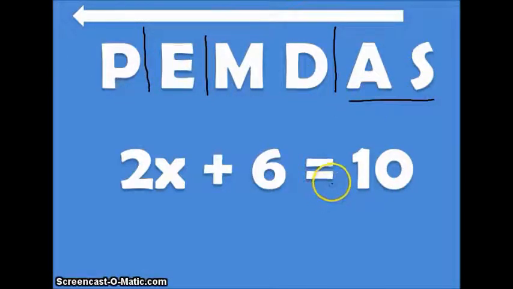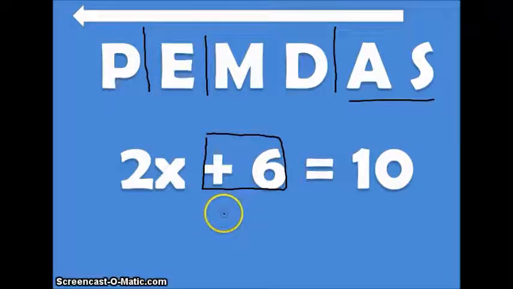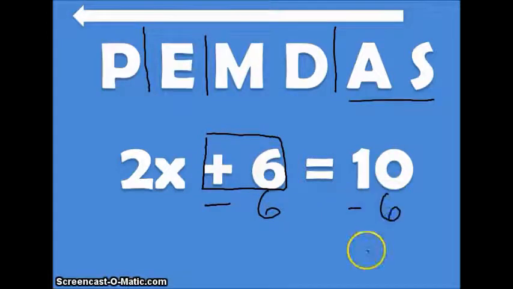So we have to get rid of addition and subtraction first. If we look here, do you see any addition or subtraction? Yes, we see that we're adding 6 right here. Remember, we're going to try and do the inverse operation to get rid of this, to try and isolate the variable. So to do this, we are going to subtract 6 from both sides. 10 minus 6 is 4. And that is equal to 2x.